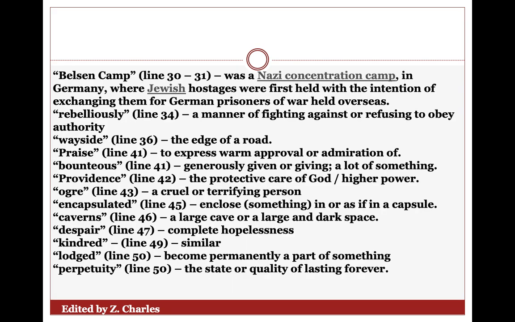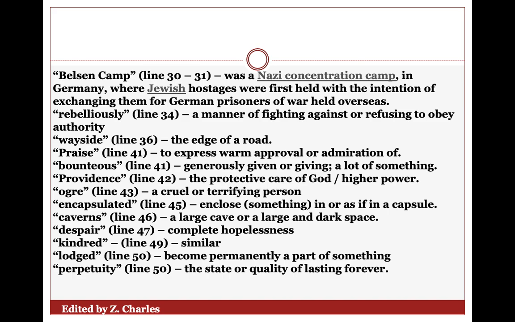Okay. Belsen camp, line 30 to 31, refers to a Nazi concentration camp in Germany where primarily Jewish hostages were first held, with the intention of exchanging them for German prisoners of war held overseas. Okay, rebelliously, line 34, a manner of fighting against or refusing to obey authority. Wayside, the edge of a road, line 36. Praise, line 41, to express warm approval or admiration of something.